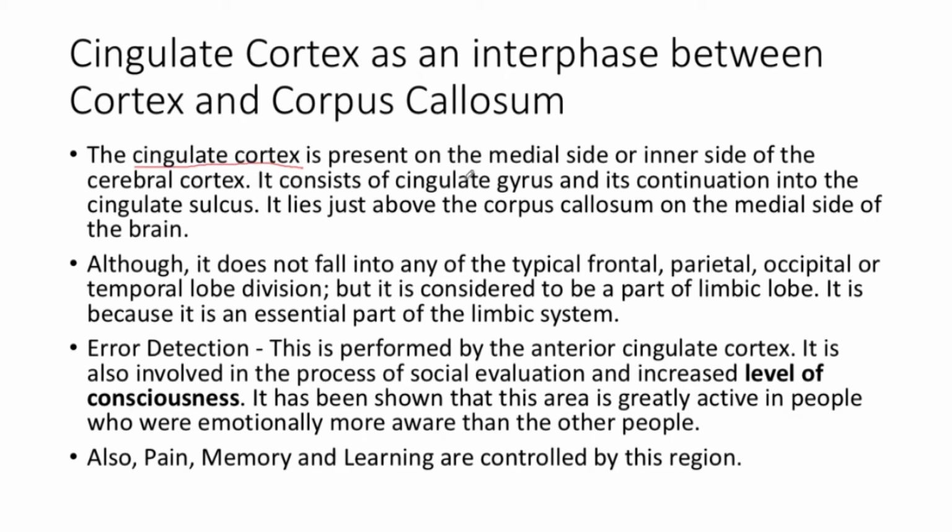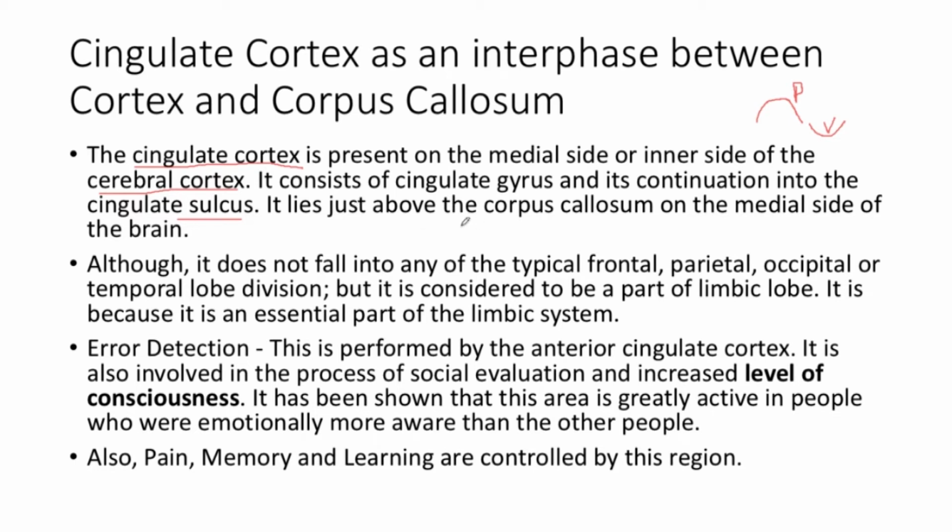Now, this is on the medial side or inner side of the cerebral cortex. As I told you, it's on the inner side. And it consists of the cingulate gyrus, that's the top part, the upper part, the peaks, and its continuation into the cingulate sulcus. So you remember, I hope, the gyrus and the sulcus, the peaks and the valleys. Both of them you will see in the cingulate cortex.